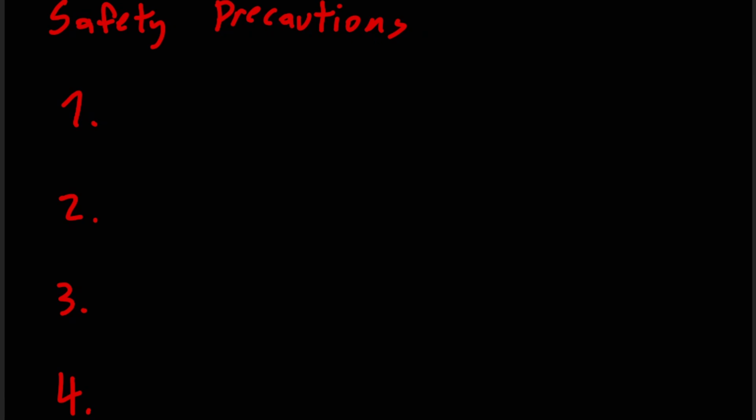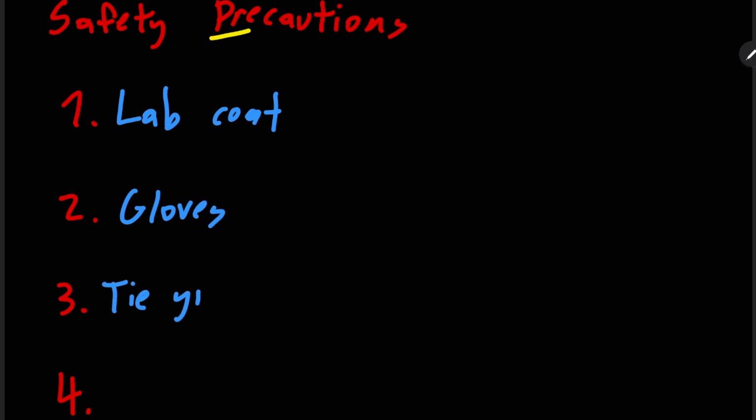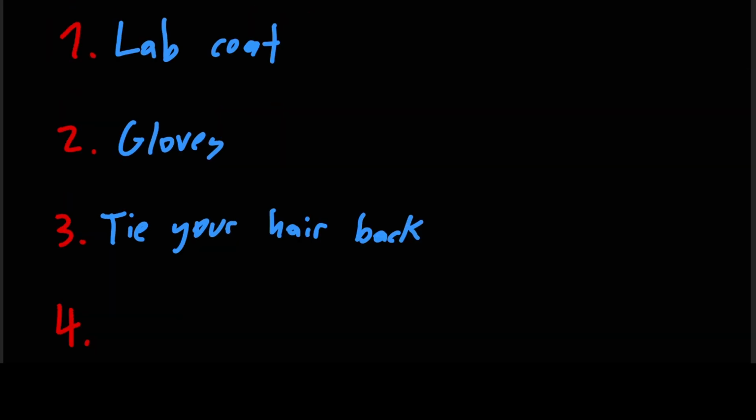So safety precautions are basically the steps you take to ensure you're safe, you don't get hurt. So there's really four main ones that you can think of. If you already know these, I suggest you try it yourself. Name 4 safety precautions. Well, these safety precautions would be to wear a lab coat, wear gloves, you could tie your hair back, and finally, safety goggles. These are really only the 4 main ones that you have to know.